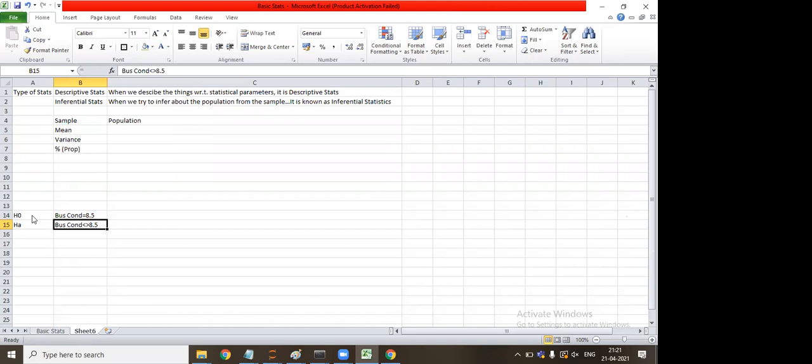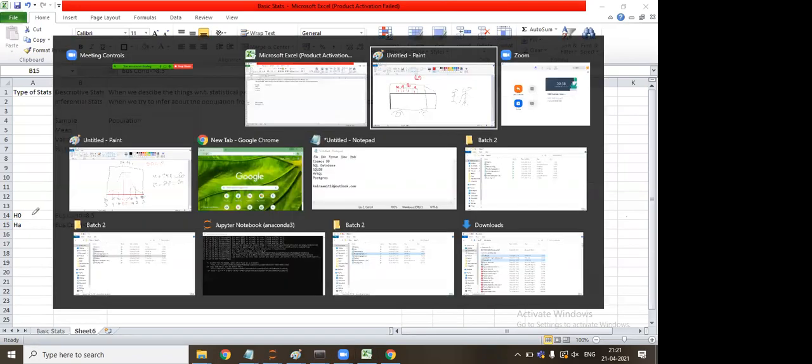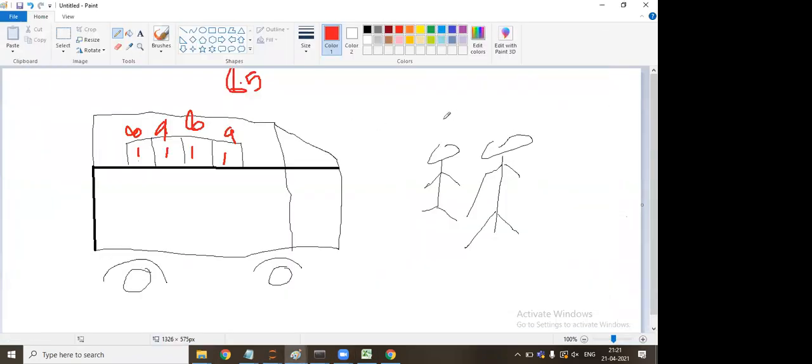So I'll go back to this. This is person A, this is person B. Person A said, I will board the bus. Person B will say, I will not board the bus. Okay. So now person B did not go and person A went to Nainital.